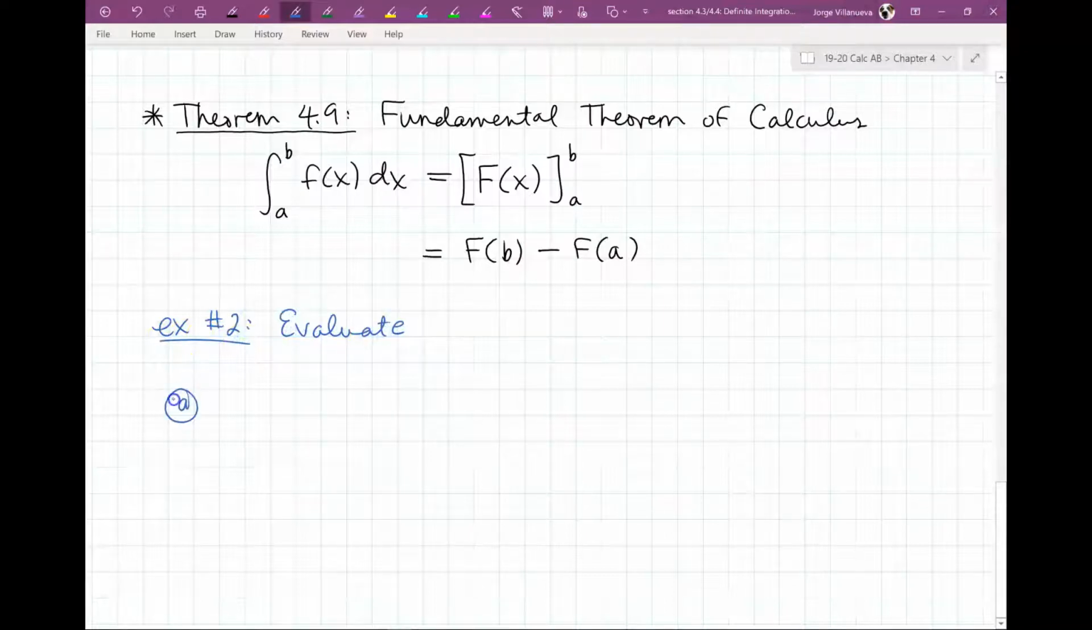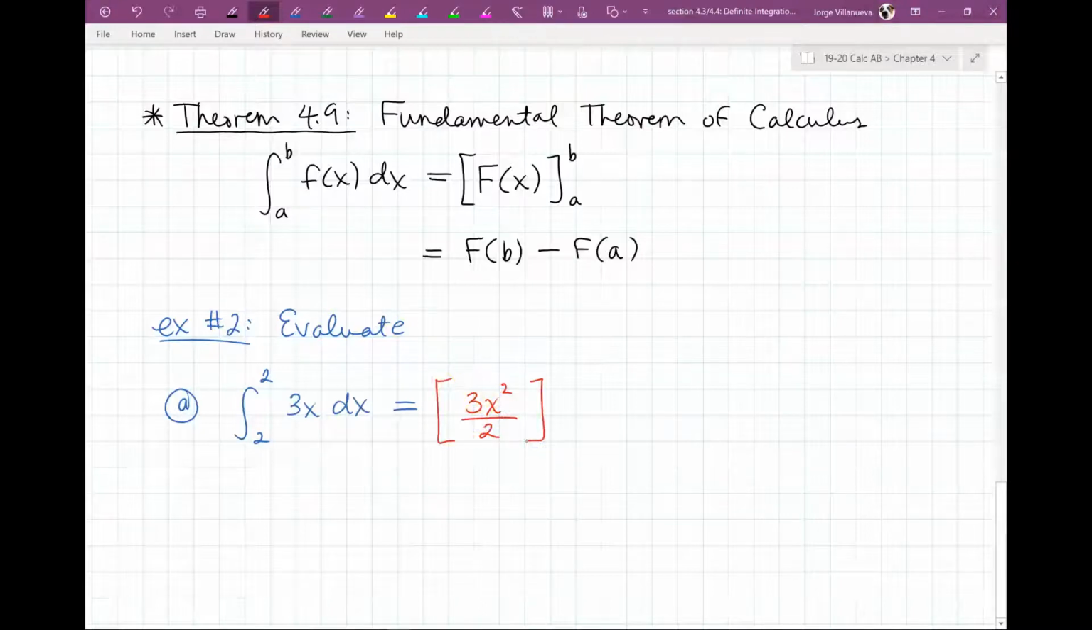And part A, let's do the integral from 2 to 2 of 3x dx. Now we know what our answer should be, right? Should be 0. But let me just show you how the fundamental theorem of calculus works. I know that I could just write 0 and be done with it, but just bear with me. So what I'm going to do is integrate 3x. So the integral of 3x is 3x squared over 2.